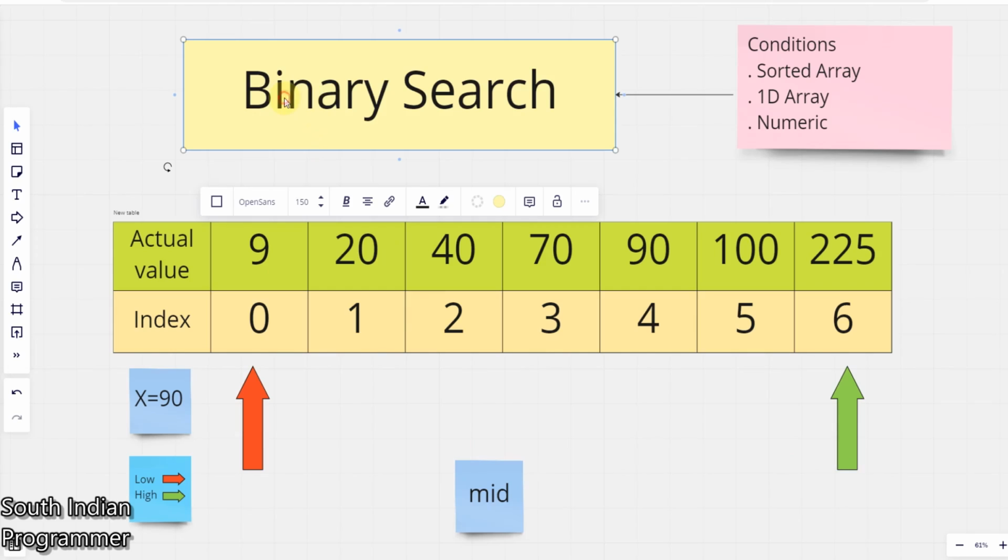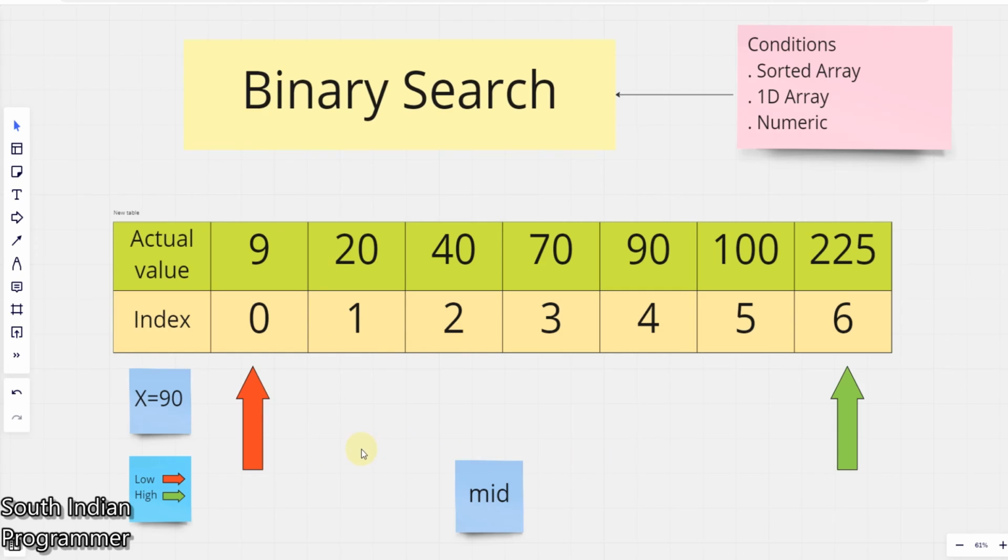Here binary means two. Bi means two. So with the help of two numbers, we are trying to find, to search for a number. Like this, ternary search is there, and n-ary search, n number of searches, are there. There are a lot of searching algorithms, but binary searching is a very fundamental algorithm.